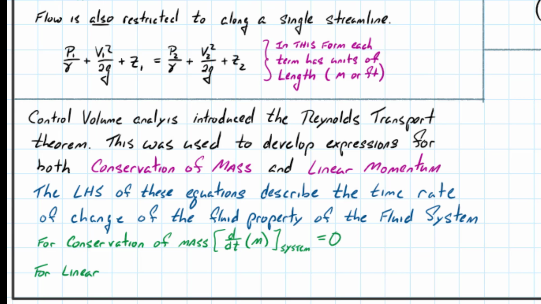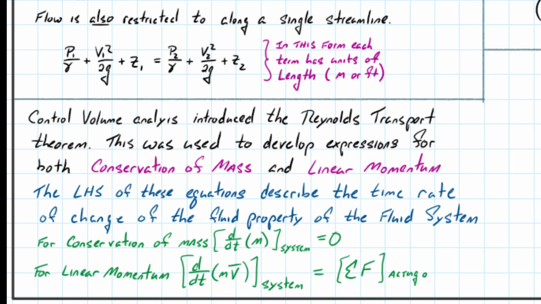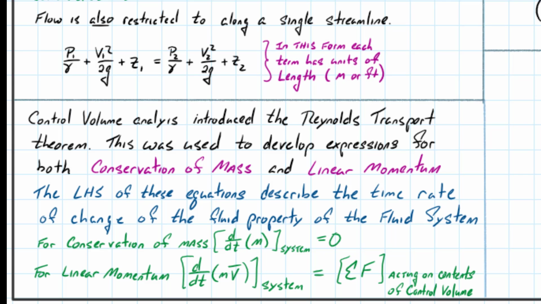And for linear momentum, we have the time rate of change of the total momentum of the system equaled the sum of the forces acting on the contents of the control volume. So basically, if the system of mass was going to have its momentum change, there had to be a set of external forces, and those acted on the control volume at the exact instant that the mass of the system was coincident with the control volume.